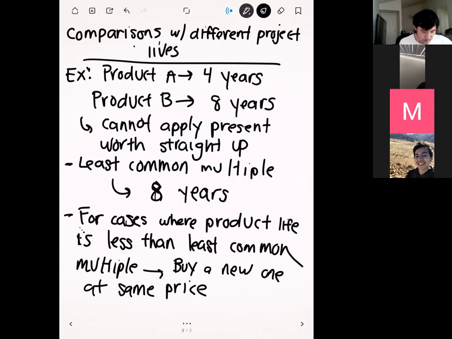So let's do a real example with numbers. Let's say that you're working for Southern California Edison, and they're considering the purchase of a new pump. So we can say that SCE, Southern California Edison, is considering purchasing a new pump.